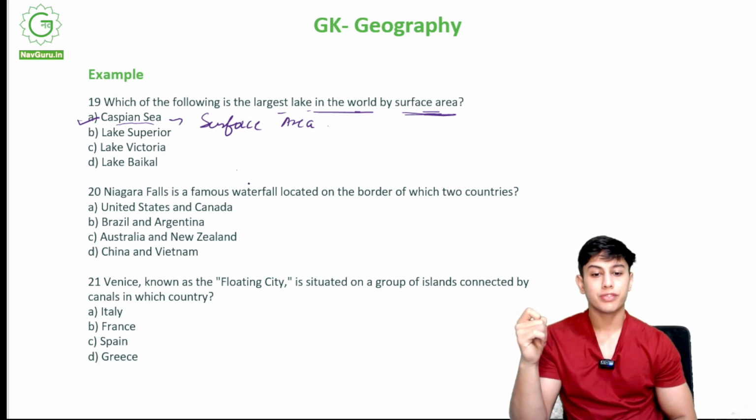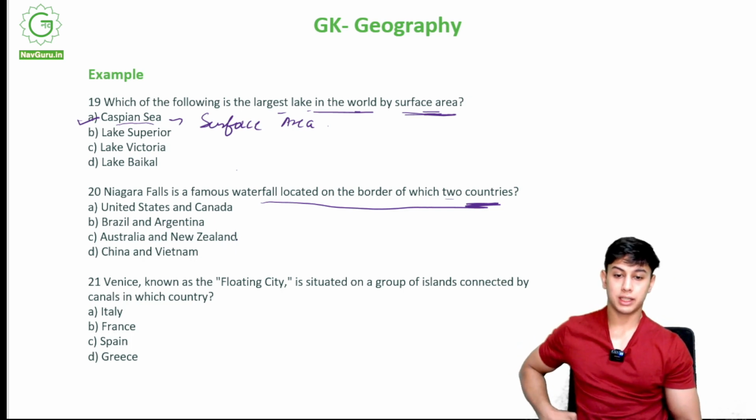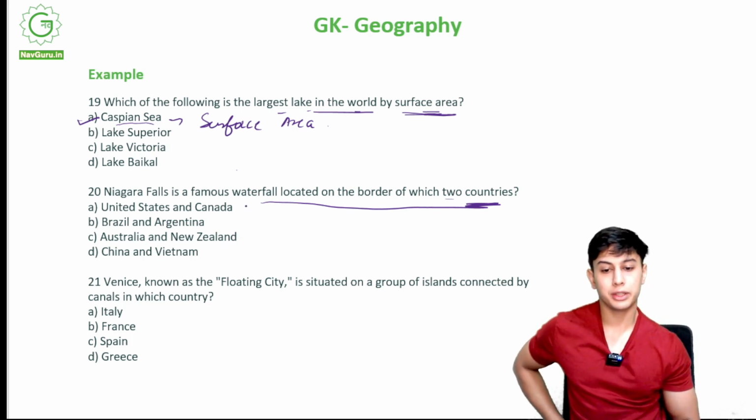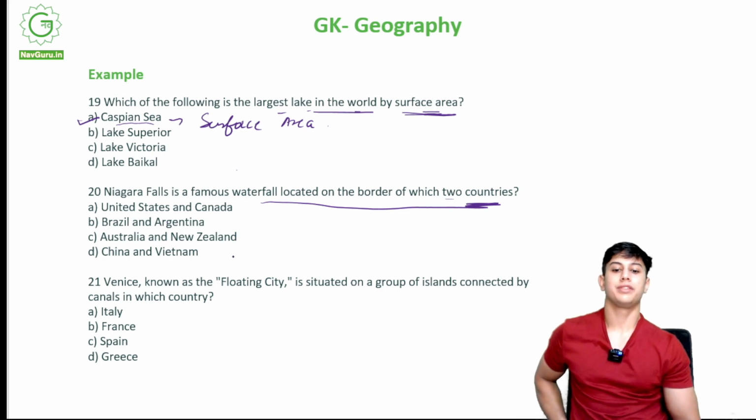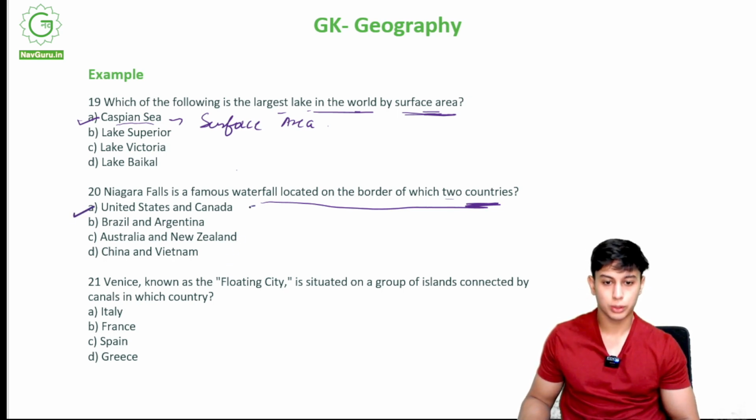Niagara Falls is a famous waterfall located on the border of which two countries? This should be easy. Is it United States and Canada? Is it Brazil and Argentina? Is it Australia and New Zealand? Or is it China and Vietnam? So it is United States and Canada. I told you about this in the lecture. It is US and Canada.